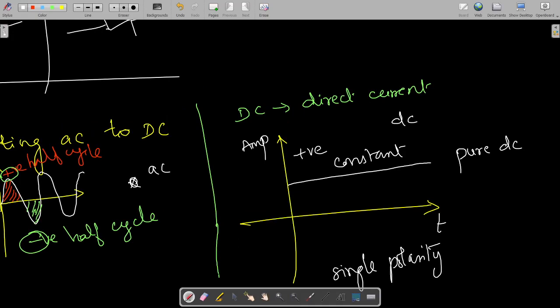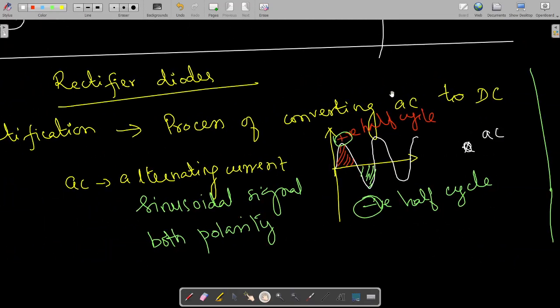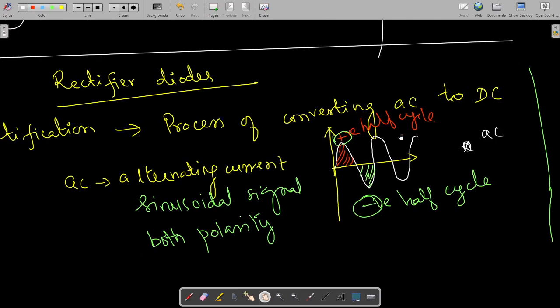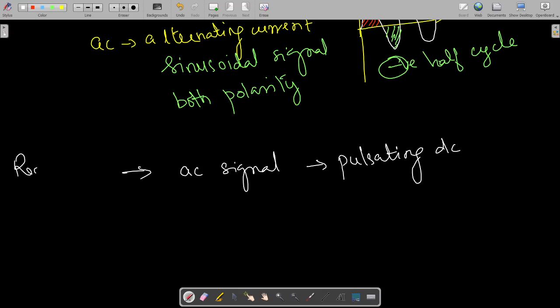But in the rectification process, what is happening? I have simply told you it is a process of converting an AC signal into a DC signal. But the perfect definition is: rectification is the process in which an AC signal is converted into pulsating DC. That is the perfect definition. So rectification is the process of converting an AC signal into a pulsating DC signal. Like that we define it.